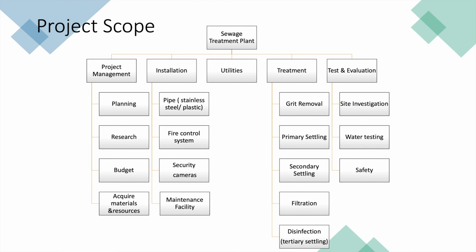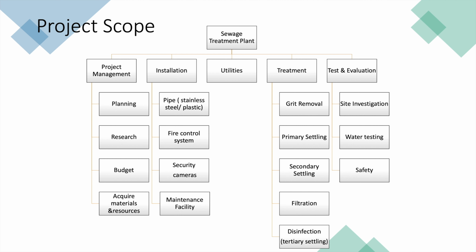I'm Grace. Now I'm going to talk about the project scope for our sewage treatment plant. As you can see in the figure, there are going to be 5 different components, which are project management, which mainly includes planning, then installation, then after that utilities, then treatment. After everything is done, test and evaluation comes.